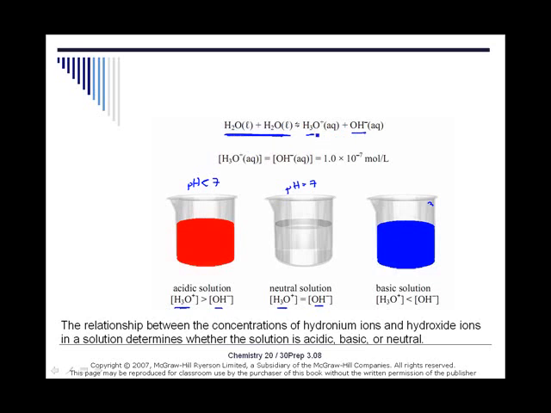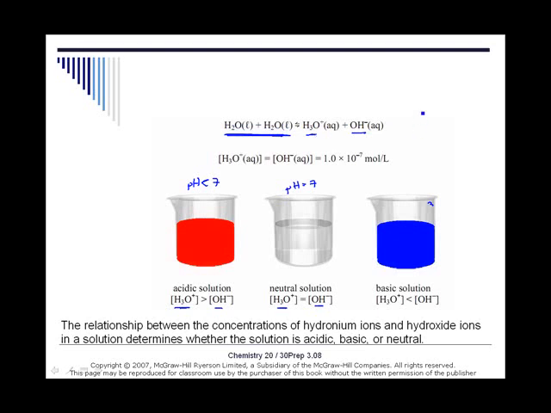One water molecule will steal a hydrogen ion from another water molecule, and so they'll become hydronium and hydroxide ions. And since it's on a 1-to-1 ratio, for every one water that gains a hydrogen ion, one water has to lose a hydrogen ion. The concentration of each is always going to be equal. So that's why water is a neutral solution. It has an equal number of hydronium and hydroxide ions.